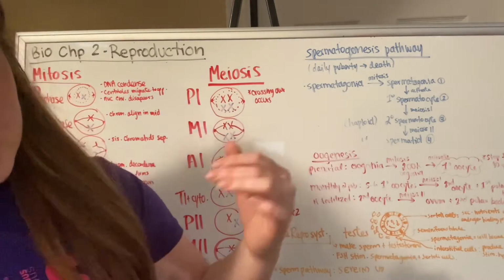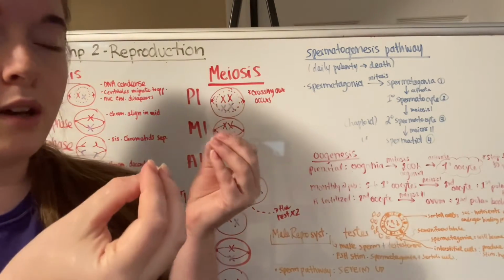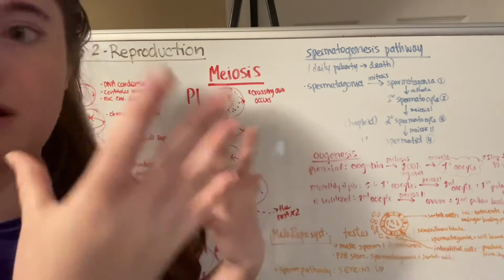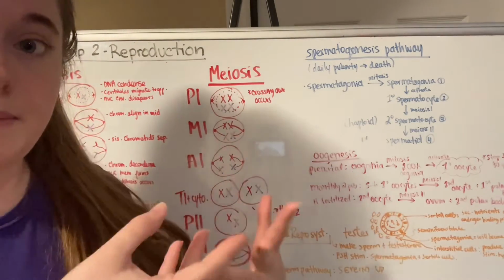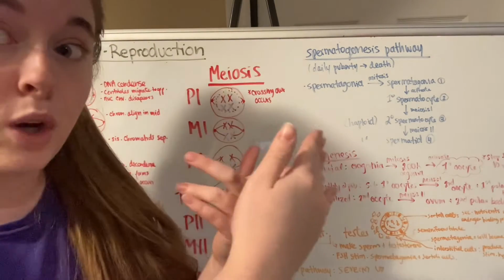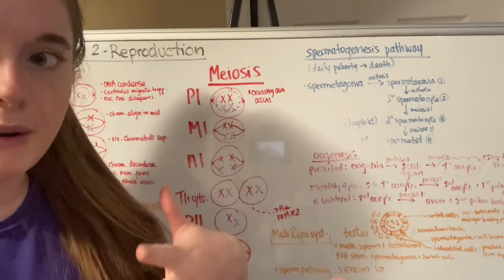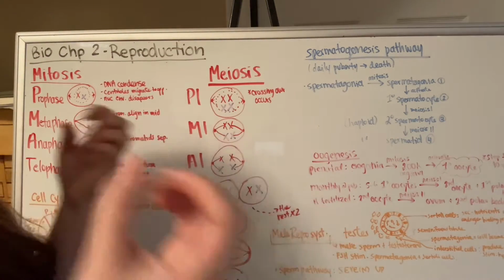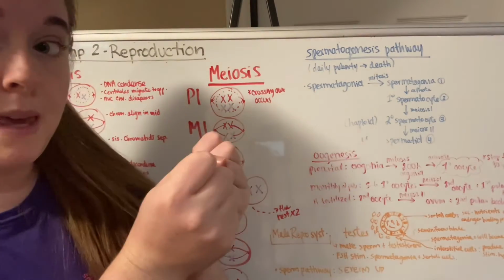But the actual genes on those might be different, right? Because people are different. Even if we have a gene that codes for hair color, the mom might have one that codes for blonde hair, the dad might have one that codes for brown hair. So we have 2 different sets of these chromosomes coming together when you're having a baby.